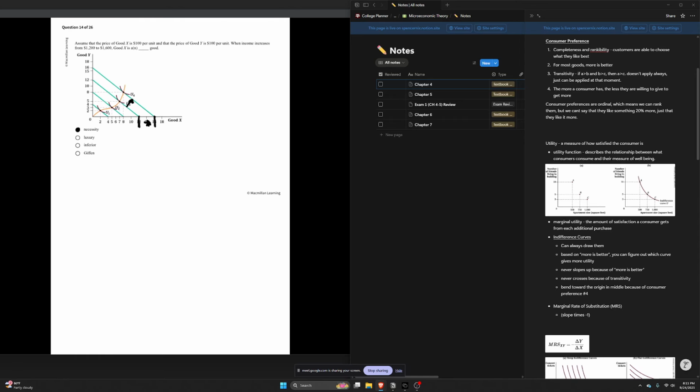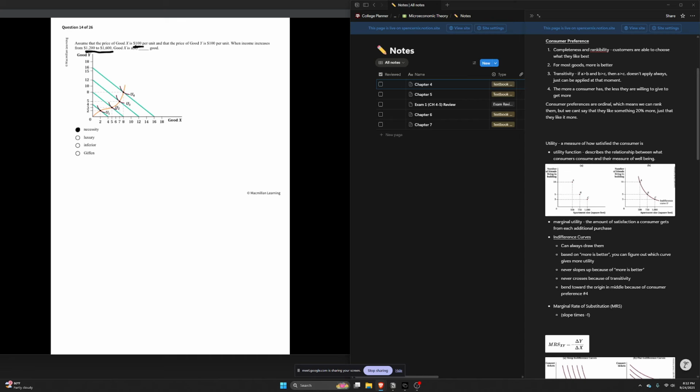Assume that the price of good X is $100 per unit and the price of good Y is $100 per unit. When income increases from 1200 to 1600, good X is a blank good. Okay. So the price of X is $100 per unit, and we're looking at the increase from 1200 to 1600. So which one of these budget curves are we looking at?